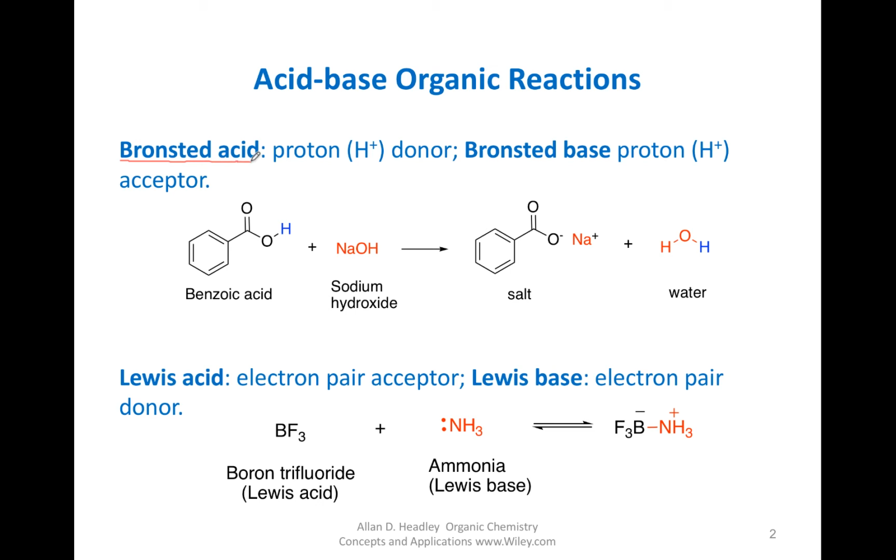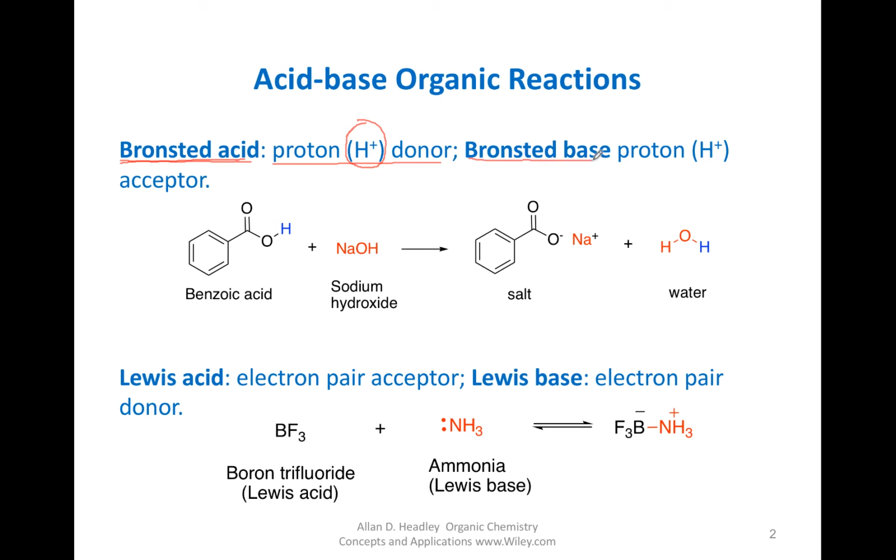We have 2 basic type definitions for acids and bases in organic chemistry. The first is a Bronsted acid. Another way of looking at a Bronsted acid, or the definition, is it's a proton donor. Notice H plus here is called a proton. So it's a species that gives up hydrogen without its electrons. The key here is it's hydrogen without its electrons.